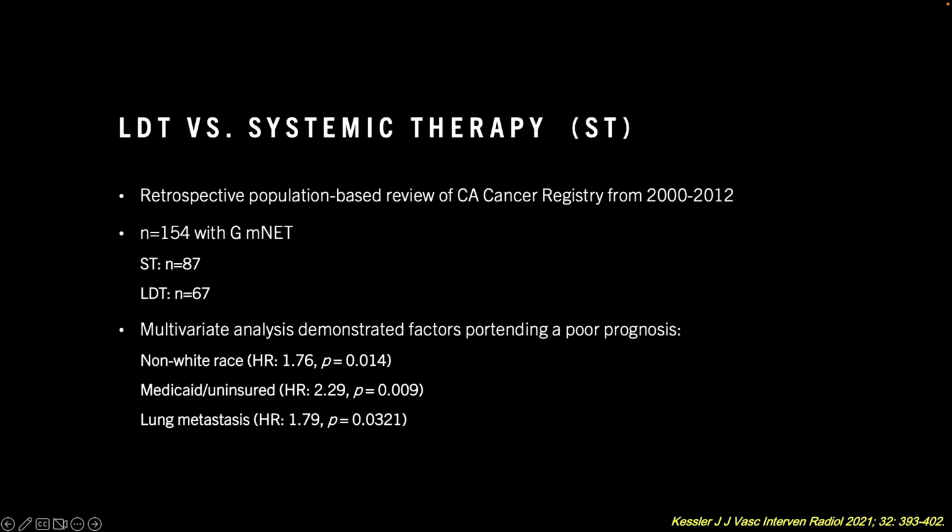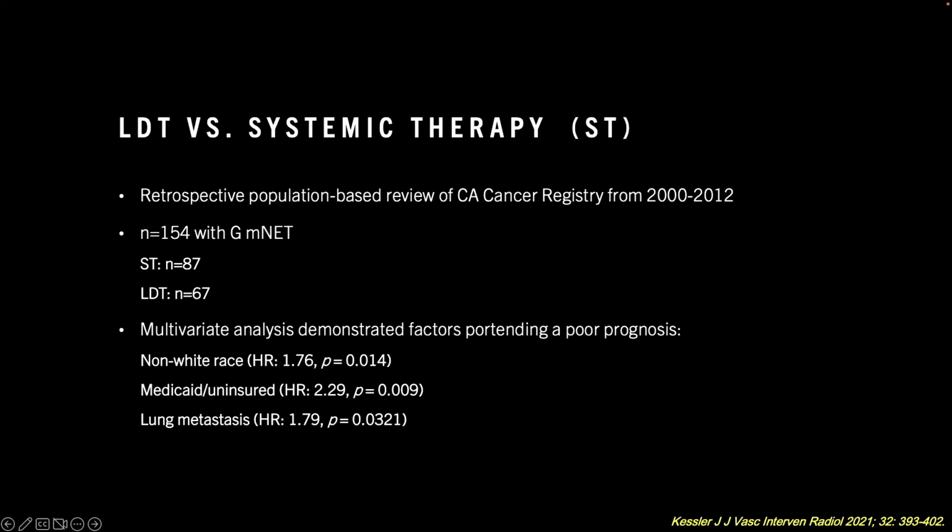They excluded patients that went to surgery. They excluded all these patients, right? If you had a different cancer, you had anything else. And so after thousands of patients, they came down to about 154 patients that got ST, which is systemic therapy, or LDT, which is liver-directed therapy.